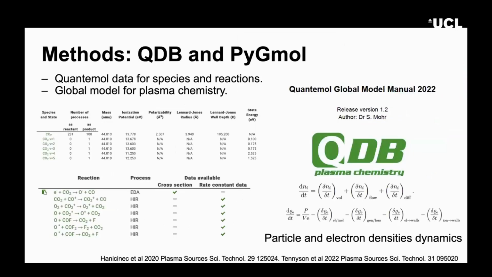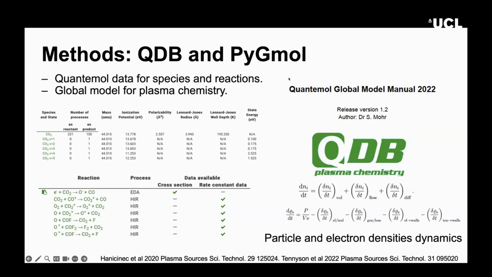So the method is a Quantemol database for species and reactions. You can see here we have the reactions for CO2. This is the reaction between the electron and the CO2, and also some other heavy particle reactions, all integrated in this QDB software.